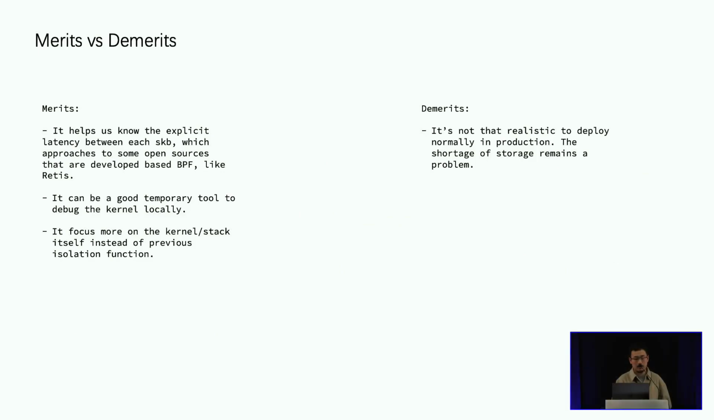Let's talk more about the merits and demerits. In production or in real workloads, I highly recommend not tracing every SKB, because no one can afford to pay so much storage to store so many items. At Google, for example, they do selective sampling to avoid too many storage costs.